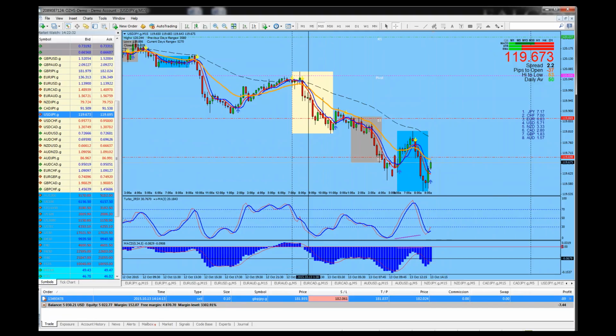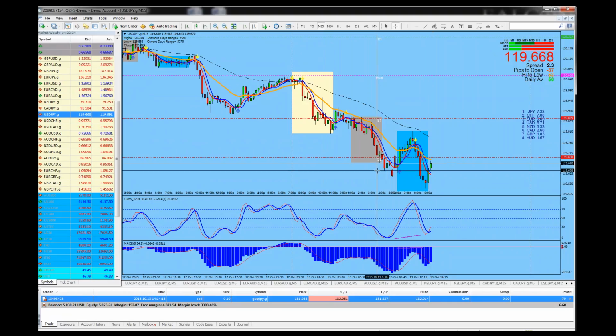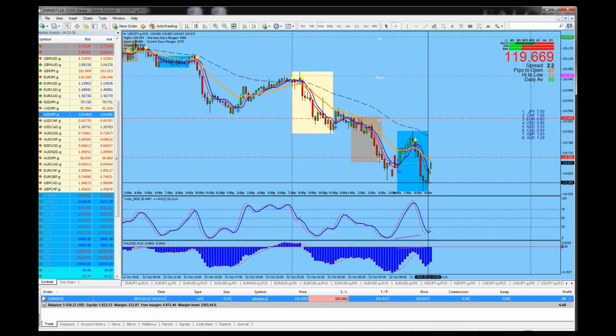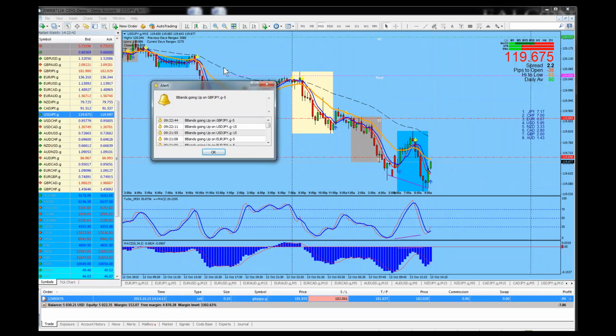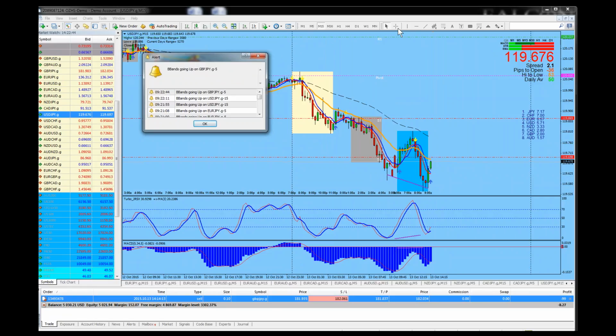But we got a divergence here too now. We got another divergence. So this might be worth a bite. Okay, I won't close it this time. I'll just slide it over. All right.